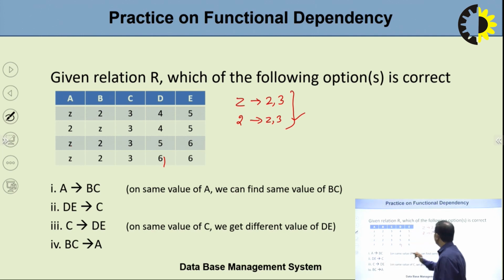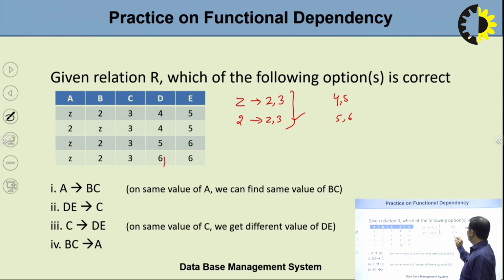DE tends to C. DE is 4, 5, 4, 5 again, 5, 6, and 6, 6. What information can you extract? 3 can be extracted. At the right hand side there is only one column, but the left hand side has different columns. So different columns or different tuples can be identified as the same.